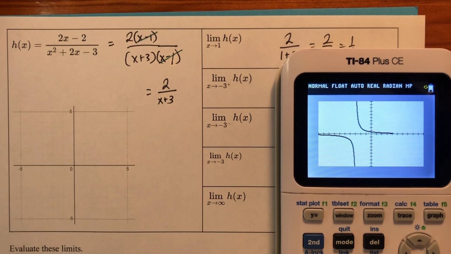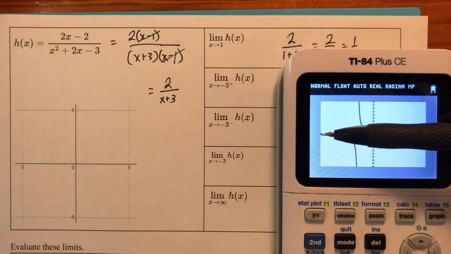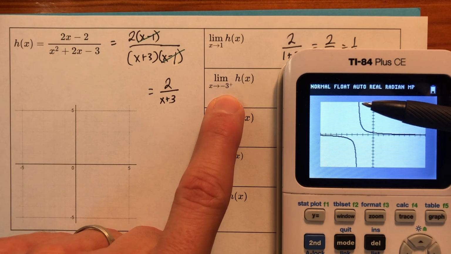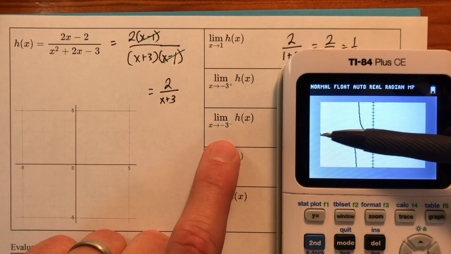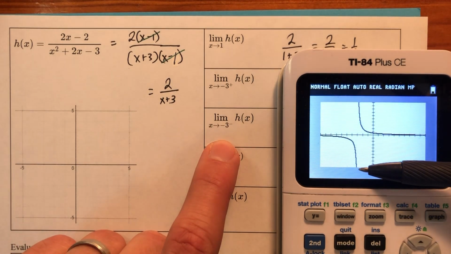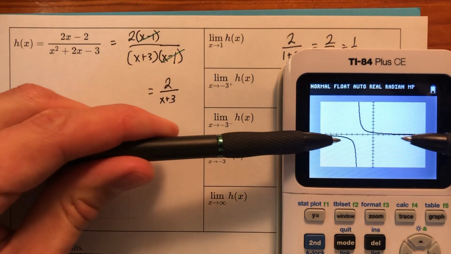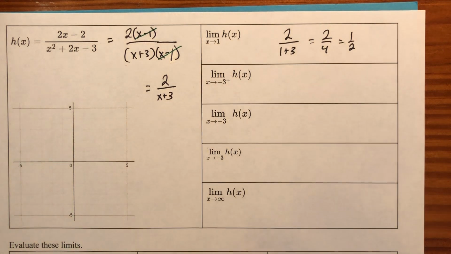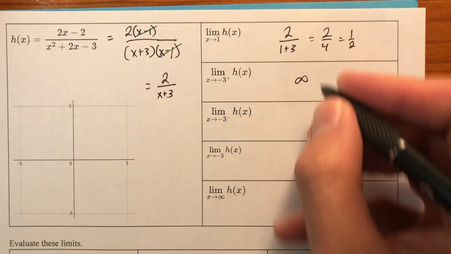There we go. As we approach negative 3 from the right, we're going up towards positive infinity. As we approach negative 3 from the left, we go down towards negative infinity. So as we approach negative 3 in general, they're not going to meet. Well, if it was infinity, then we could make the argument that it doesn't exist anyway.